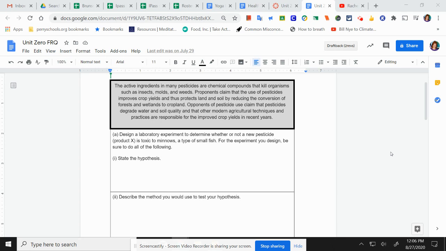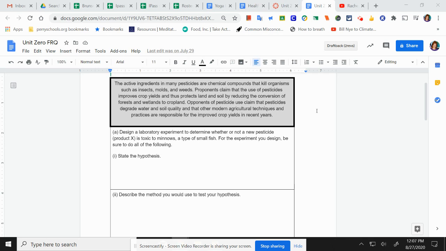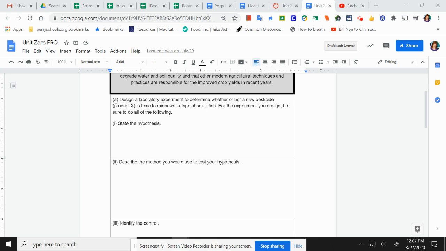So, step one is read through the FRQ, and this is only part of one that was used in the past. It says the active ingredients in many pesticides are chemical compounds that kill organisms such as insects, mold, and weeds. Proponents claim that the use of pesticides improves crop yields and thus protects land and soil by reducing the conversion of forests and wetlands to croplands. Opponents of pesticide use claim that pesticides degrade water and soil quality and that other modern agricultural techniques and practices are responsible for the improved crop yield in recent years. So, great. Let's look at letter A.